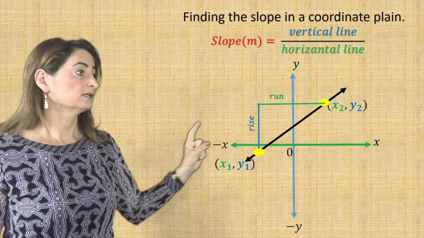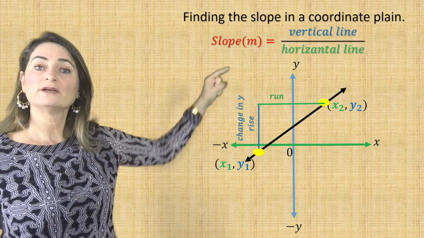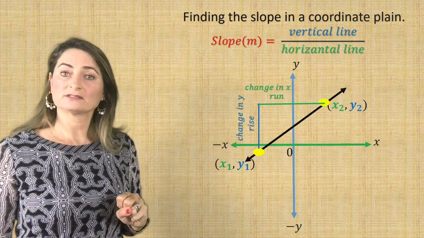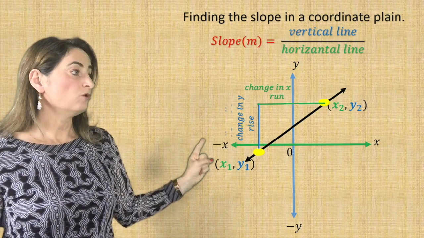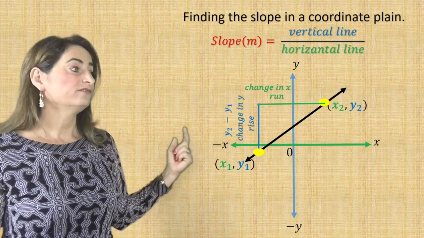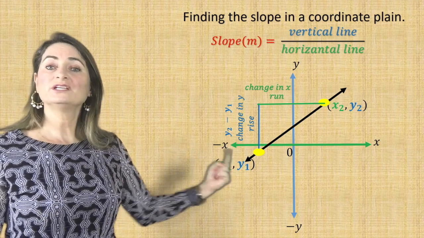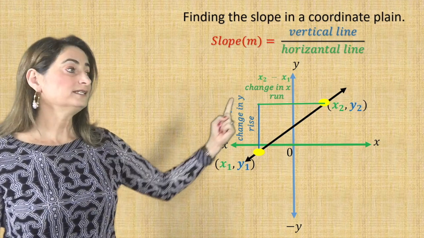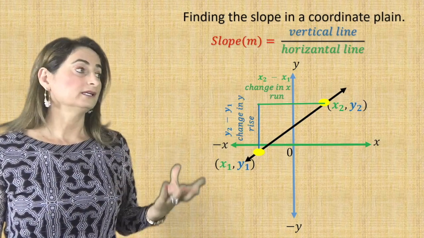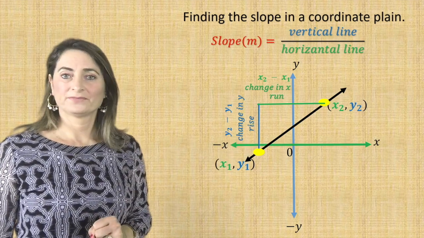Did you notice something? The rise is the same as the change in y. How did y change from this point to this point? And the run is the change of x. The word change means minus or difference. So if I take the value of y2 minus y1, that gives me the change in y, which is the rise. And if I take x2 minus x1, which is the difference in the x's, that gives you the change in x, and that is the run.